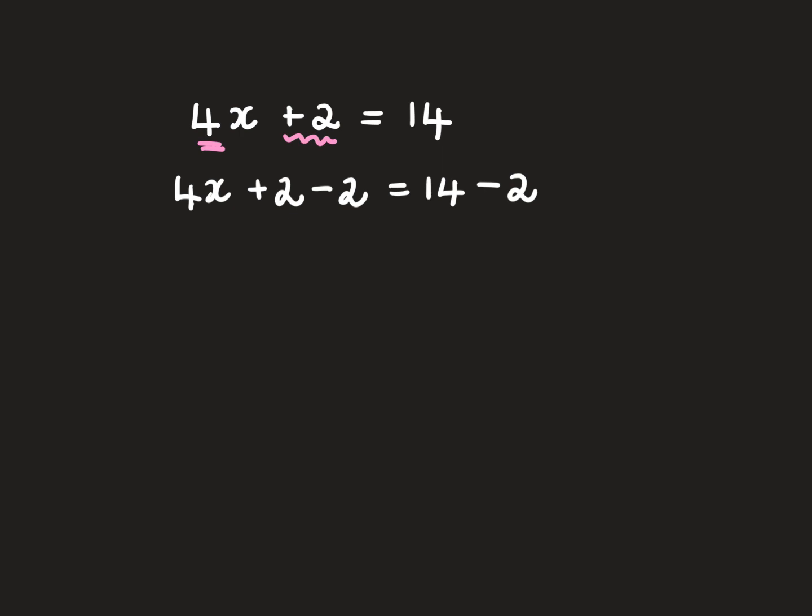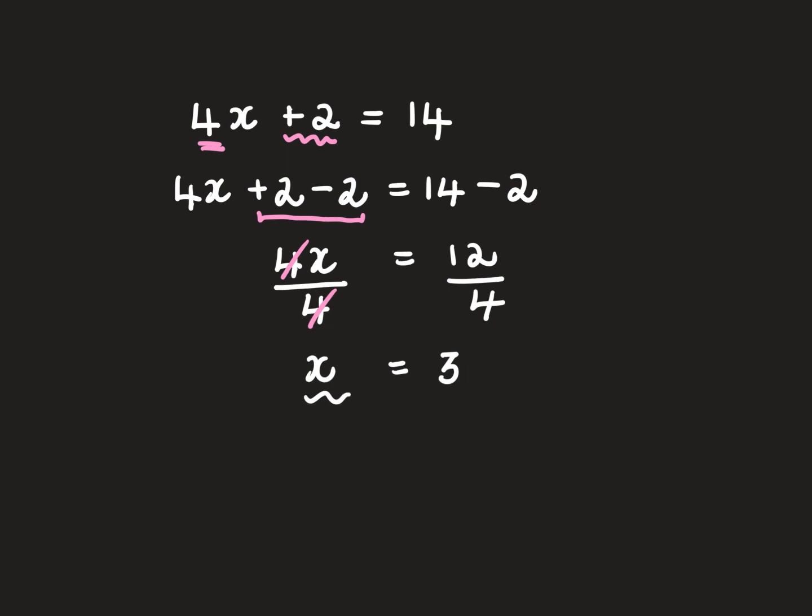Okay, what happens next? Well, the plus 2 minus 2, they go away, cancel each other out. Here I've got 4x = 14 - 2, which is 12. What's stopping the x from being by itself now? That times 4. How do I get rid of a times 4? I divide by 4. Divide both sides by 4. 4x divided by 4 just leaves me with x. 12 divided by 4 is 3. So x = 3 is my answer.